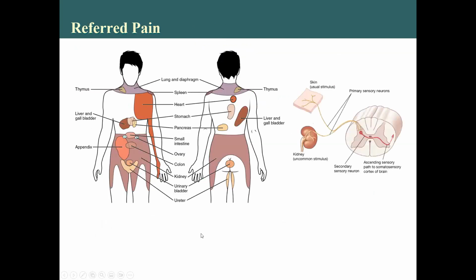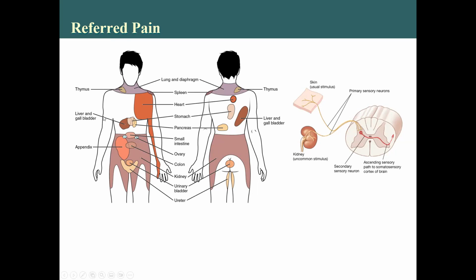All right. So here's an image from your book showing you how referred pain works. Because there's a similar pathway, look over here on the right, the pathway between your kidney and your skin share the exact same path. So when it goes up, your brain just assumes it's coming from your skin because kidneys almost never have a problem. But when they do, it feels like the sensation is coming from your skin. So basically lower back or abdominal areas where you feel it.